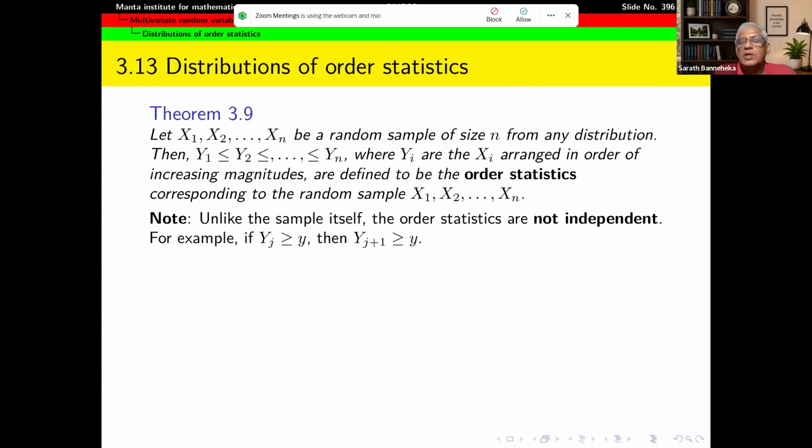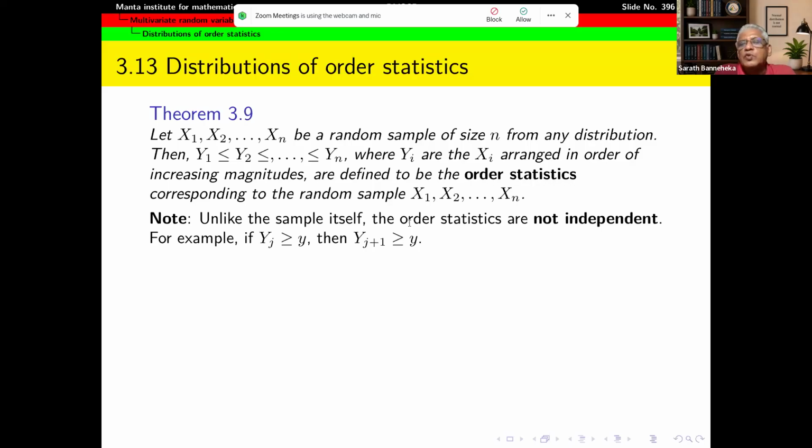So, what are order statistics? Suppose you have a random sample, capital X1, capital X2, up to capital Xn, of size n from some distribution. And suppose you have a realization of this random sample, that is, a set of observed values, simple x1, simple x2 up to simple xn.